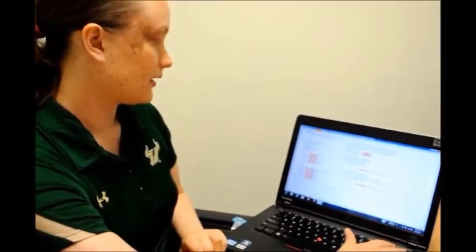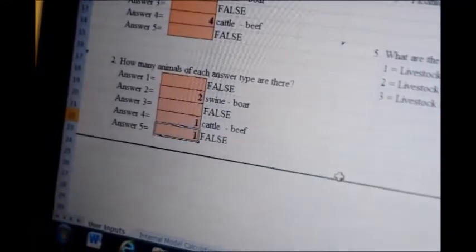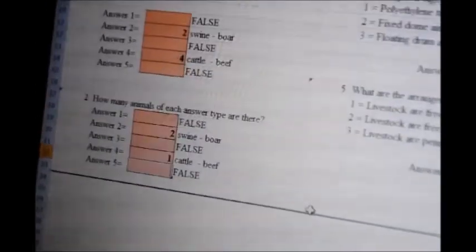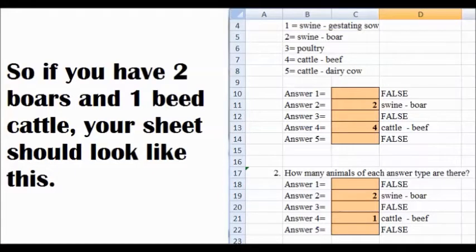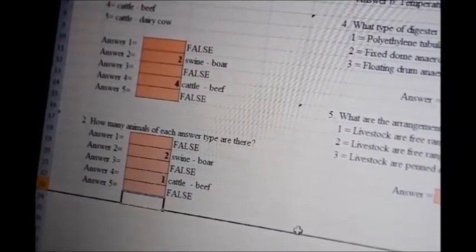For the third answer, I didn't have any poultry, so I leave this blank. You don't want to put 0, but blank. And then I'll do 1 beef cattle, and I need to change this to a blank as well. So that's answer number 2.